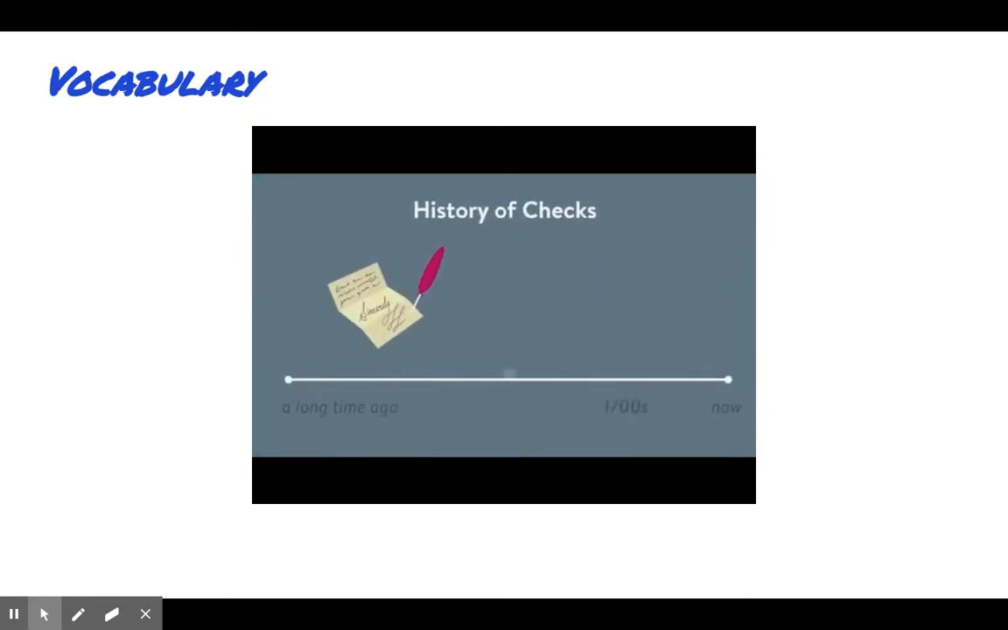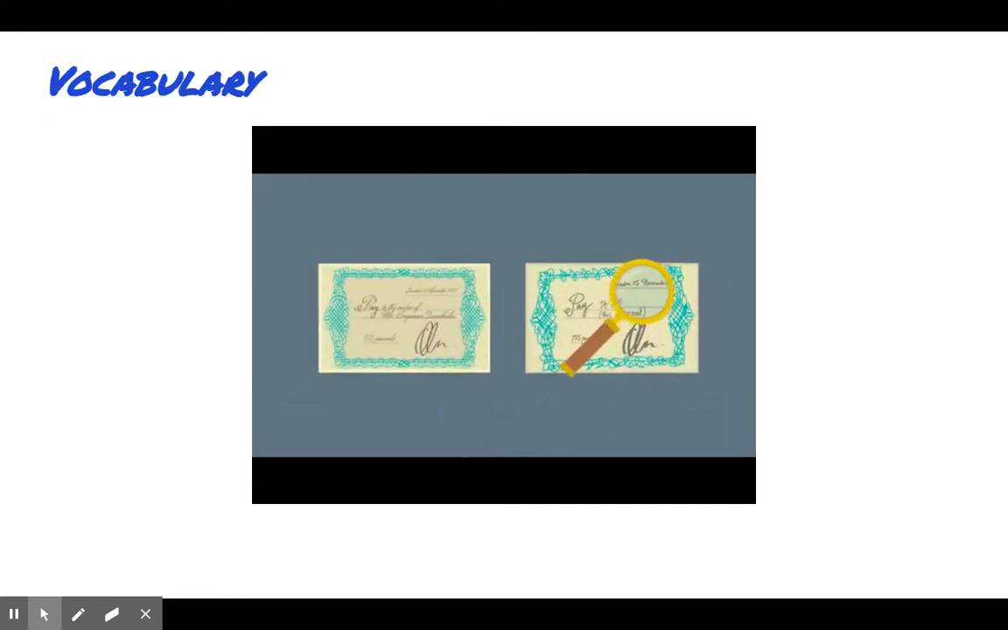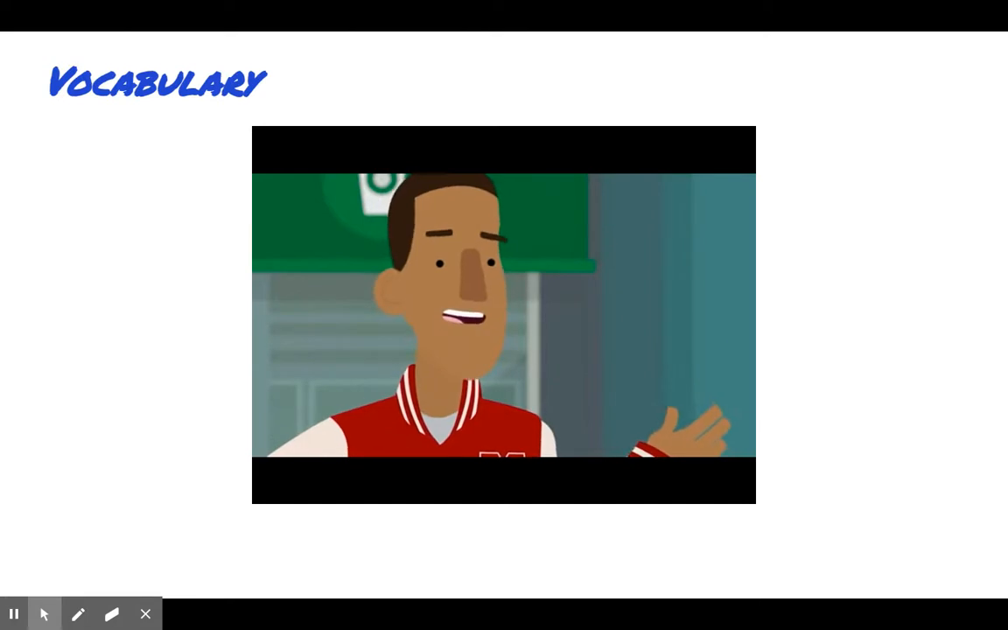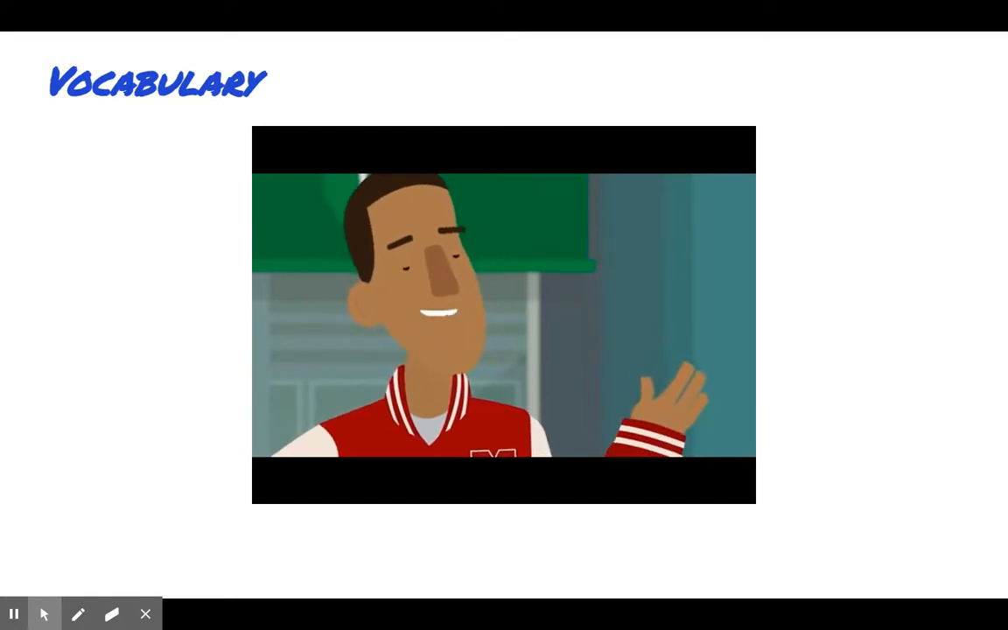In the 1700s, the first printed checks were on special paper that you could only get at the bank. These checks featured fancy designs that were difficult to copy and made forgeries easy to spot. That's actually where the word itself comes from, checking for forgery.